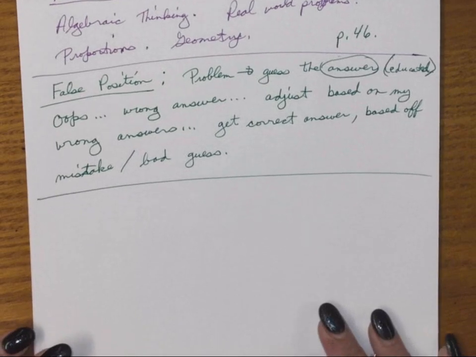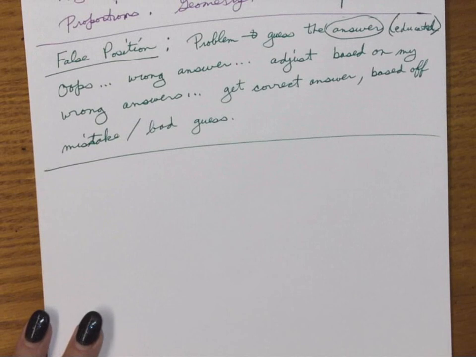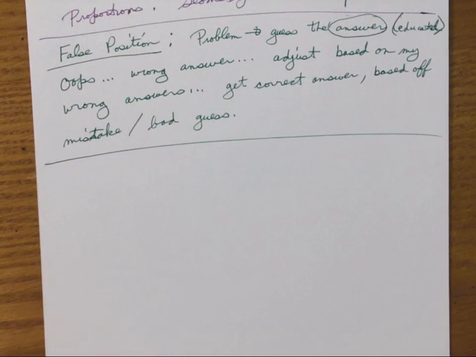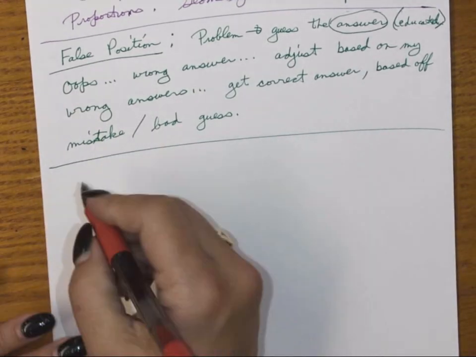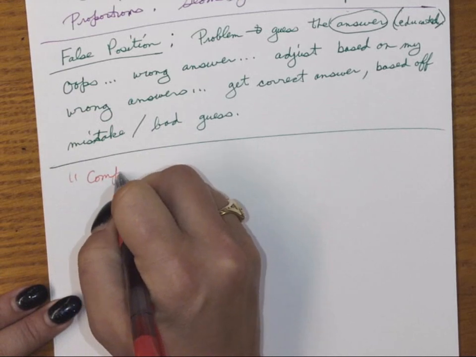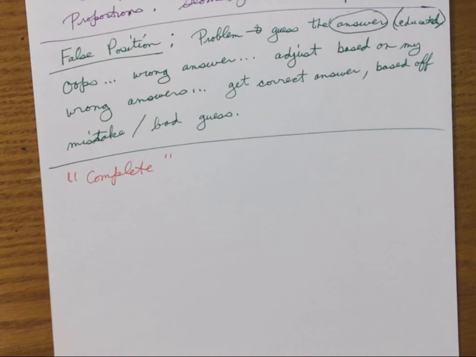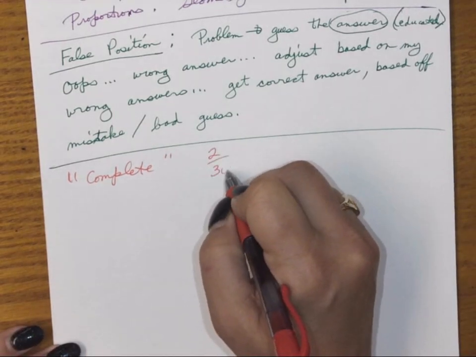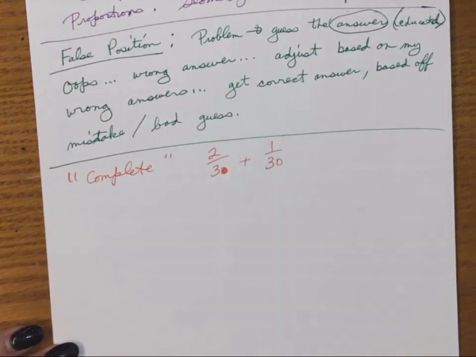All right. So some of the problems that you'll see in your book about the Rhind Papyrus, again, still on this document, go like this. I'm just stealing this one from the book. This is problem number 22 out of the Rhind Papyrus, and it says, I want you to complete 2/3 plus 1/30. I want you to complete that, okay?